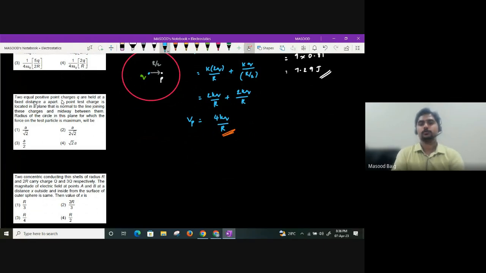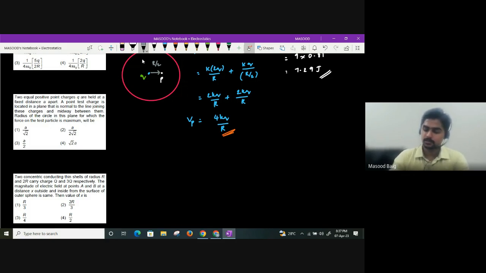Two equal positive point charges are held at a fixed distance apart. A point test charge is located in the plane that is normal to the line joining these charges and midway between them. Radius of the circle in this plane for which the force on the test particle is maximum, they are asking. Where is the force maximum, they are asking, guys.